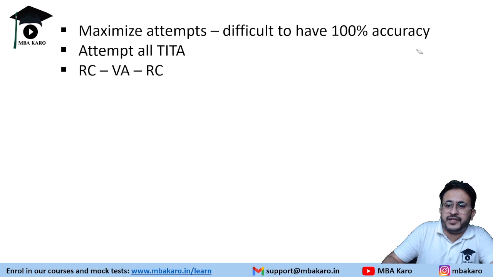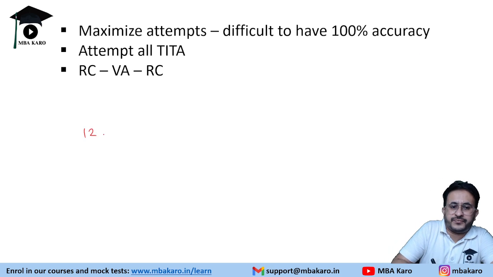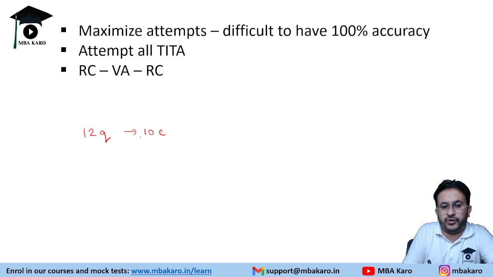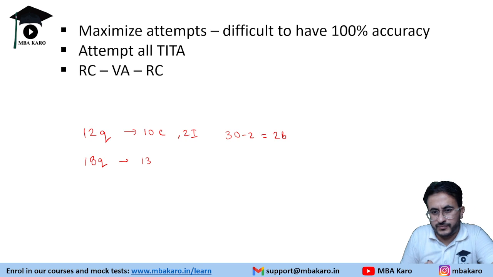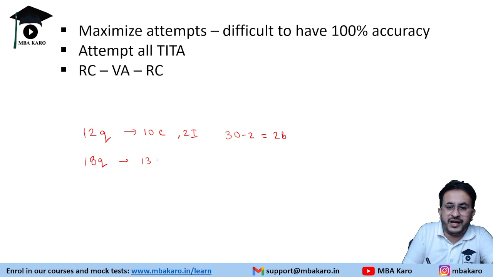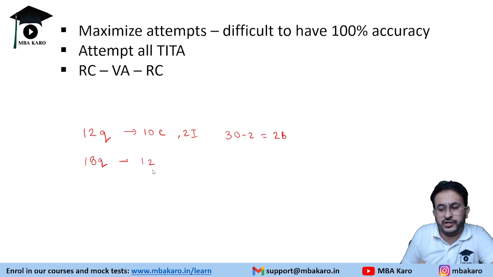So let us say if you attempt 12 questions, okay, and you get 10 correct, and let's say the non-TITA ones go wrong and 2 incorrect. So in that case, your score will be 30 minus 2, that is 28. But if you have, let us say, 18 questions and you get, let us say, 13 correct, okay, or you have higher chances, or let us say you just got 12 correct.